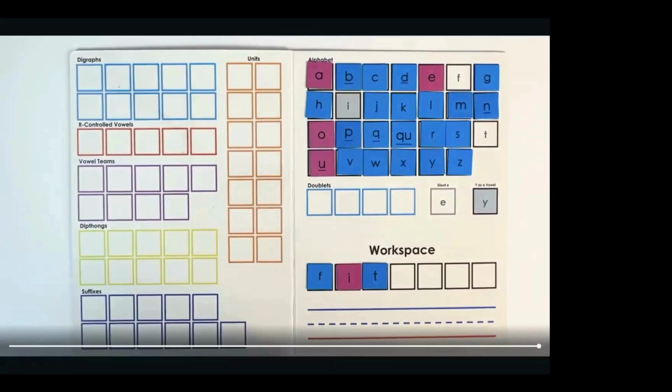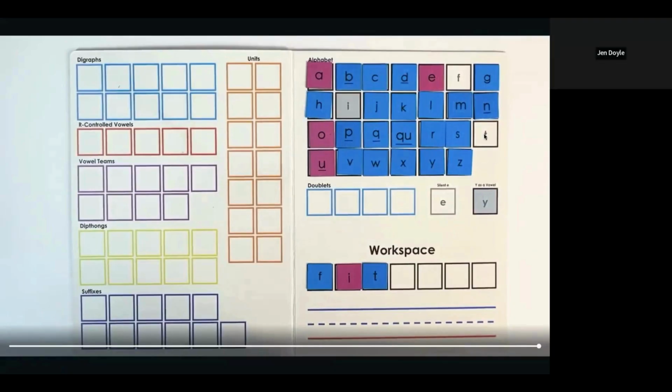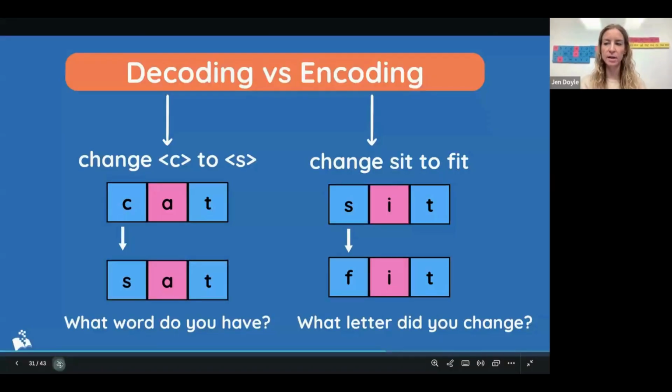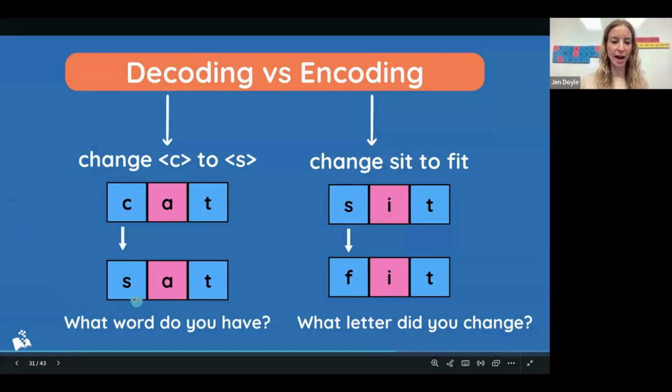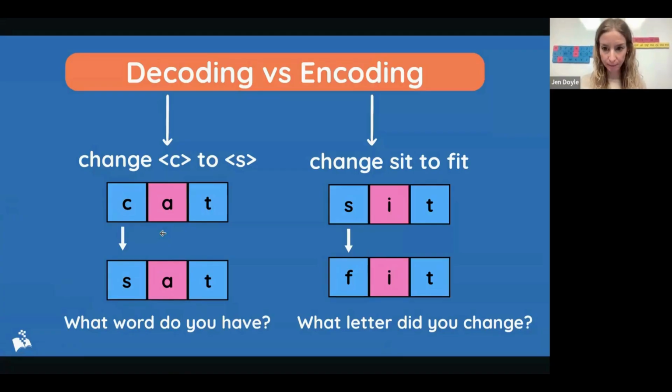Awesome. So let's take a look at what I really focused on during this lesson. These are the two pieces that were happening, decoding and encoding. Decoding was represented in the lesson when I said, for example, change C to S, starting with the word cat, change that C to an S, and then sounding out what word you have now. S, at, sat. So that is the decoding piece.